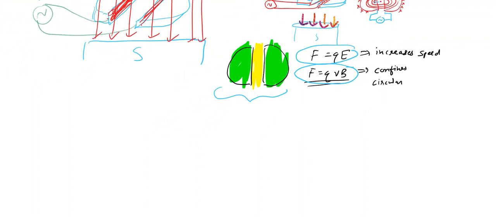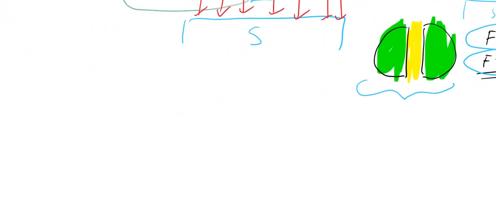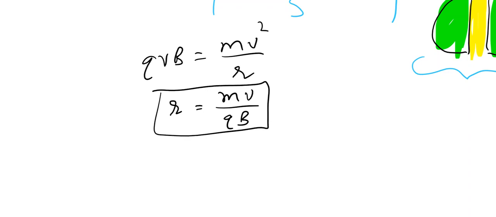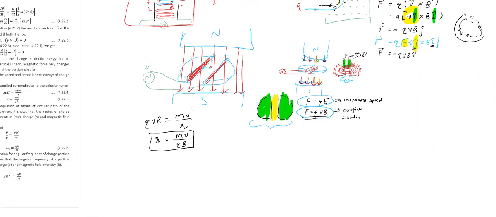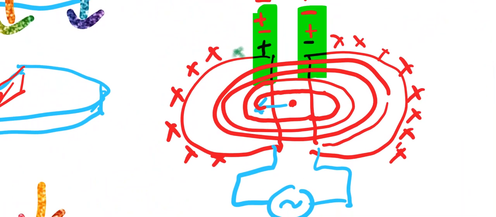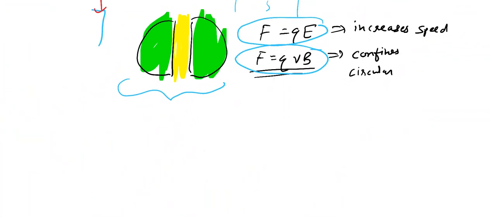Okay, so I can say that the centripetal force on the particle is because of QV cross B, and then I can say QV cross B is mv square by R. So what is R? Make R the subject of the formula: mv by QB. So if the particle is heavier, R will be more. If the particle speed is more, R will be more. And that is why the radius keeps on increasing, because every time the particle passes through this region, it is gaining speed. So next time the radius of the spiral path will increase.